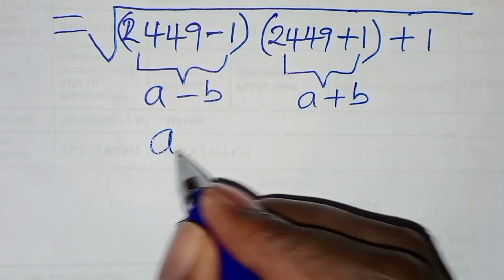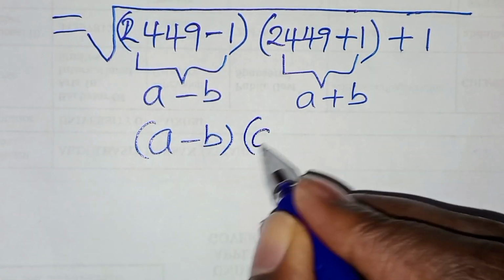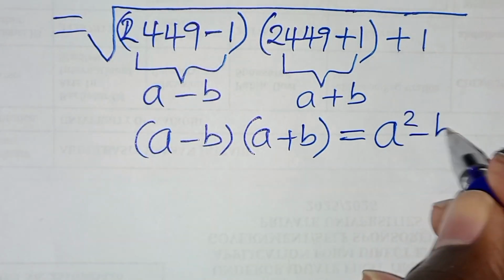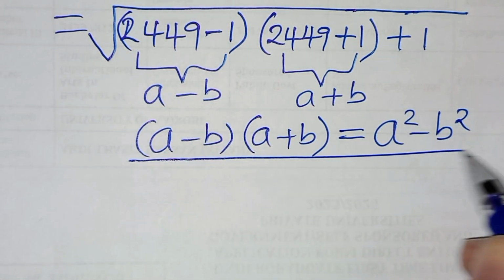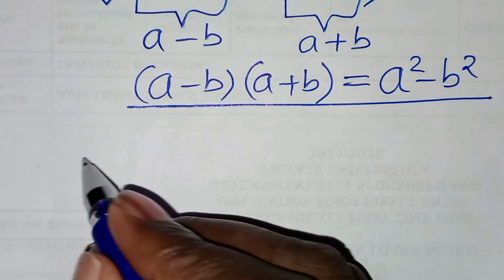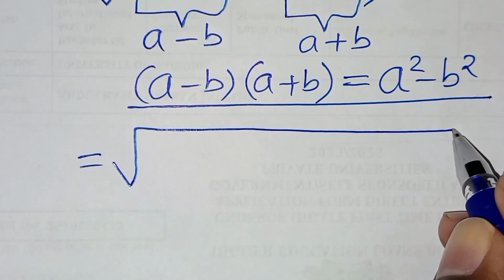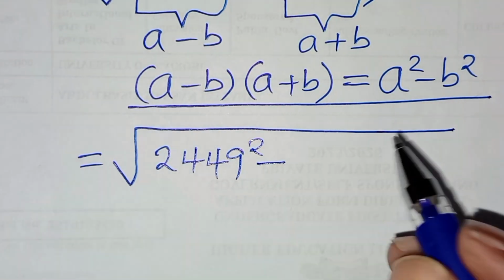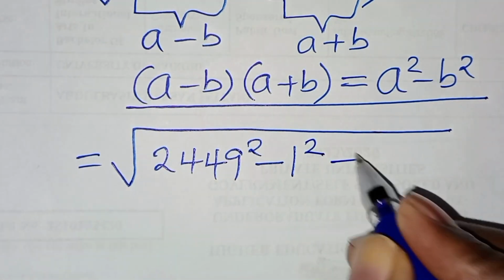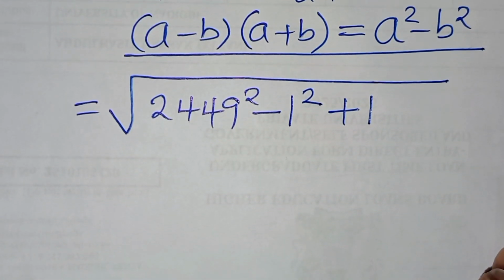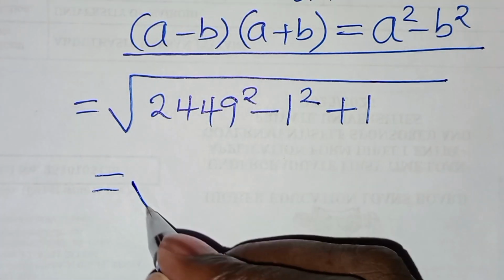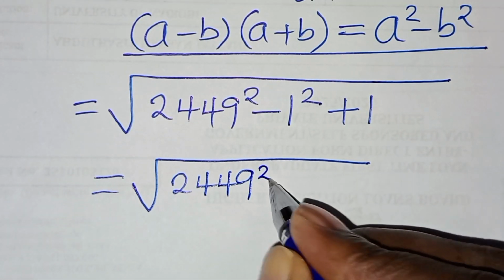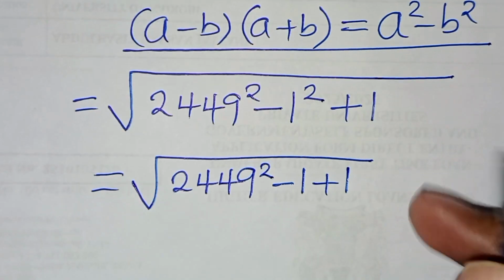And given that a minus b multiplied by a plus b is the same thing as a squared minus b squared, applying this identity, it follows that here we'll have the square root of 2449 squared, subtract 1 squared, then plus 1. So here we have the square root of 2449 squared, then we have minus 1 plus 1.